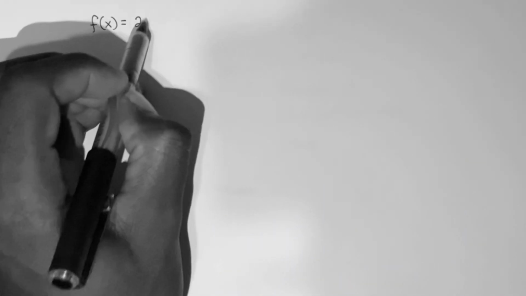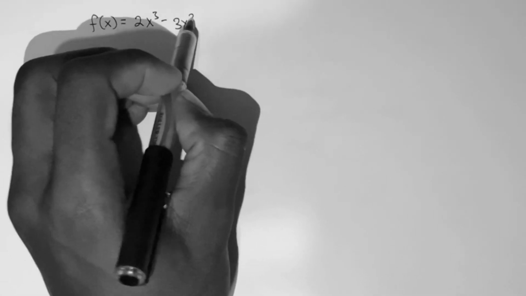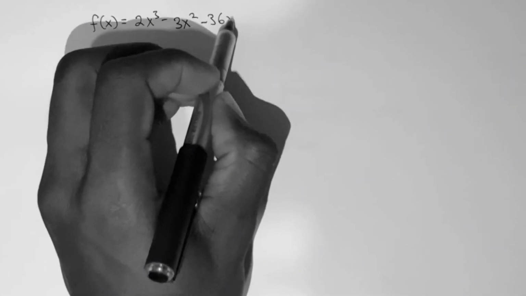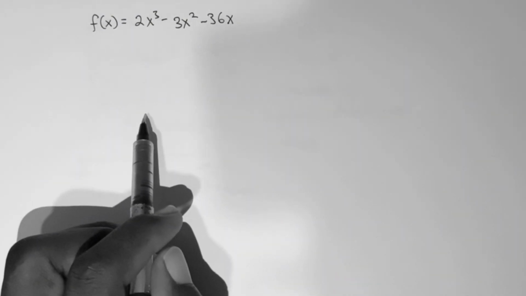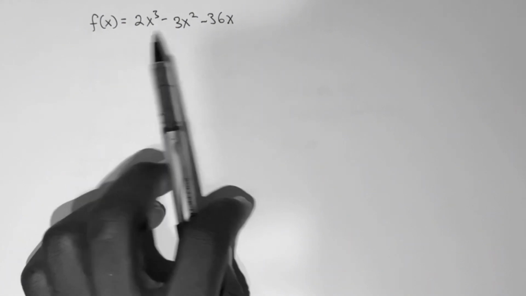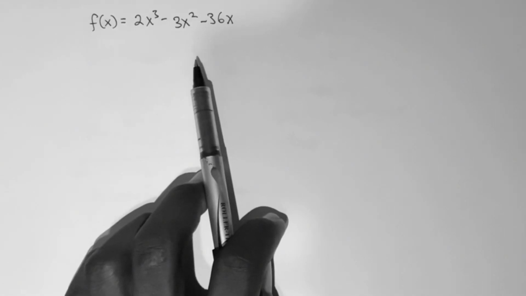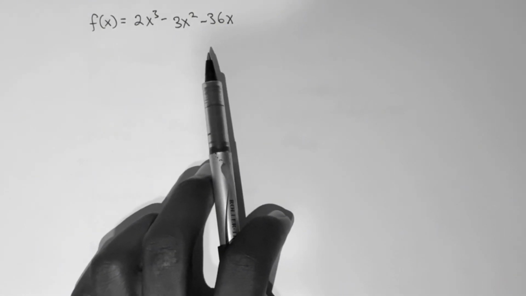Now let's consider the function f of x equals 2x cubed minus 3x squared minus 36x. At what point is it increasing? In what interval is this function increasing? And in what interval is it decreasing? What are the local minimum and maximum values? And then, is it concave up or concave down?